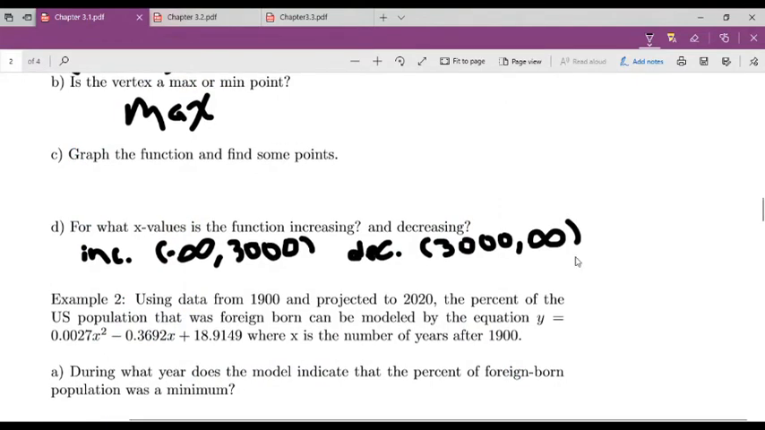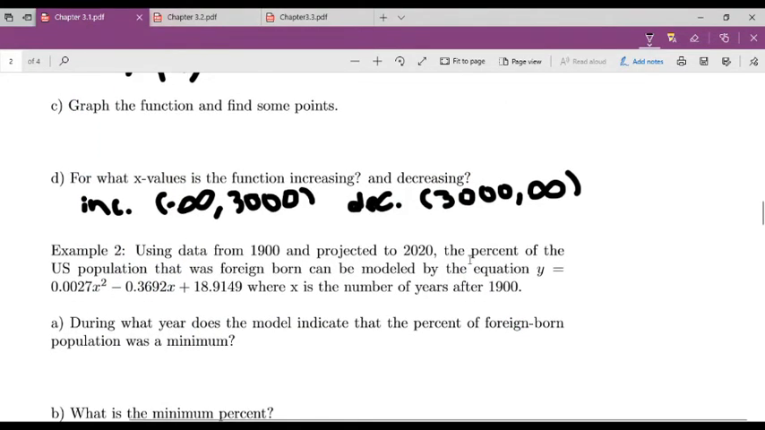Alright, so I've already kind of written it on here. For D, we're increasing from negative infinity to 3000. We're decreasing from 3000 to infinity. You can write some points if you want to find some points here and write them. I showed you how to find them. It's really, really easy. The calculator does it all for you.